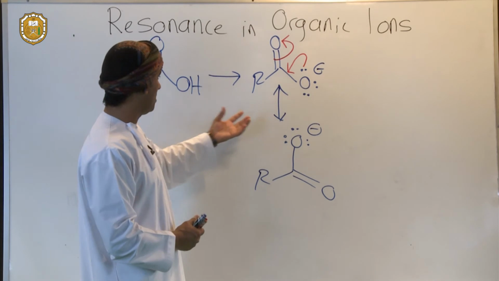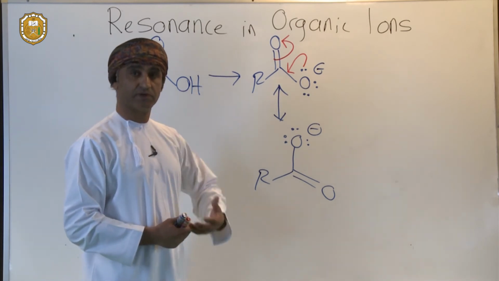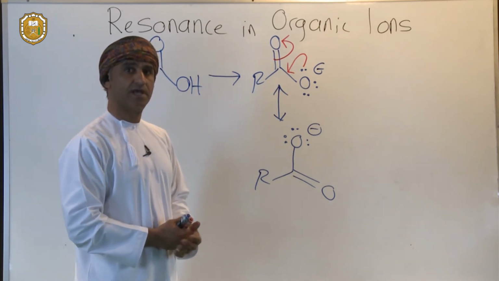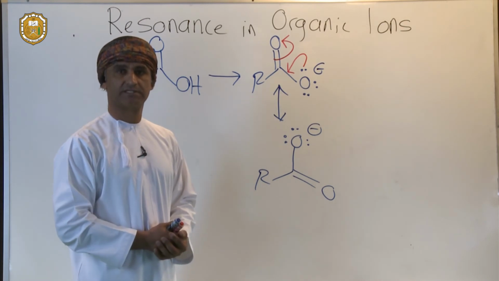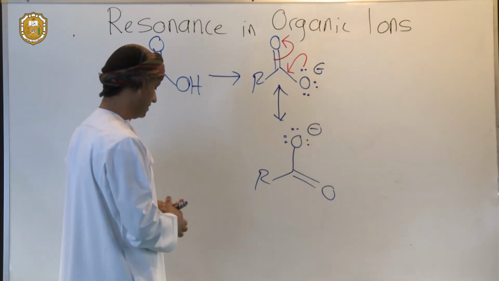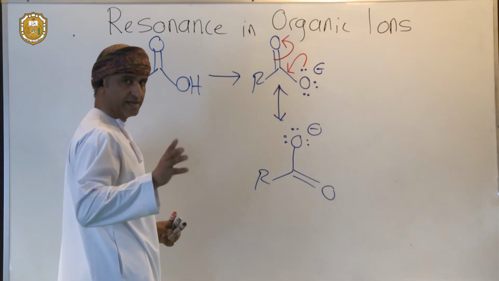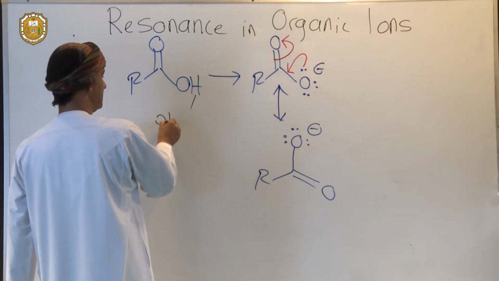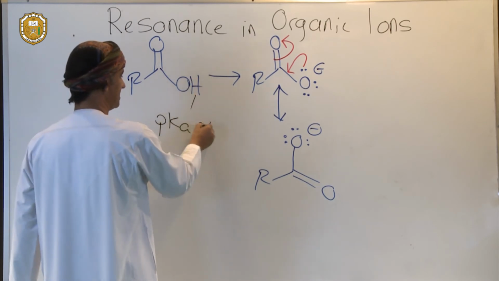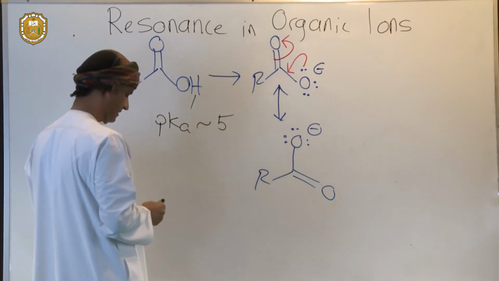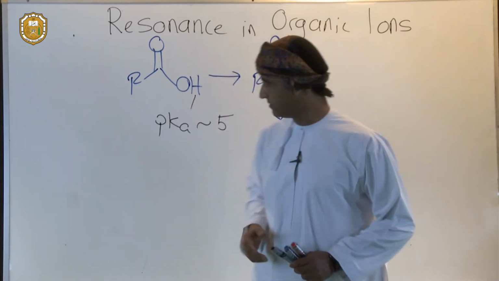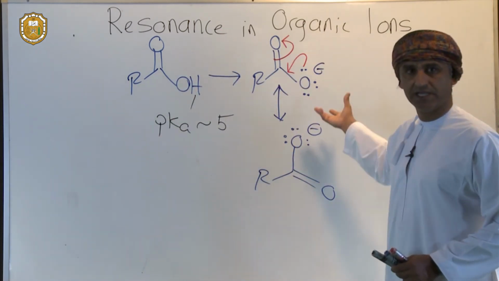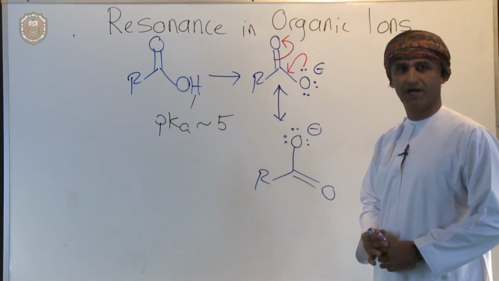The conjugate base of carboxylic acid is stable because of this resonance stabilization, and that's exactly why carboxylic acids are acidic to start with. If you recall your organic background, we will remember that the pKa of this hydrogen is about 5. So it is actually acidic. That's because the carboxylate ion is stabilized by resonance.